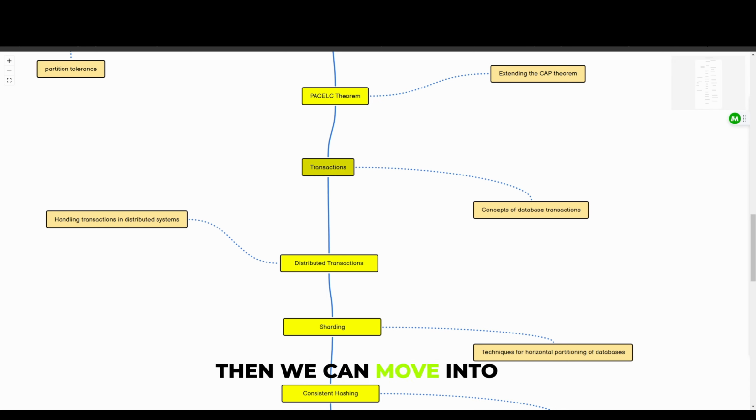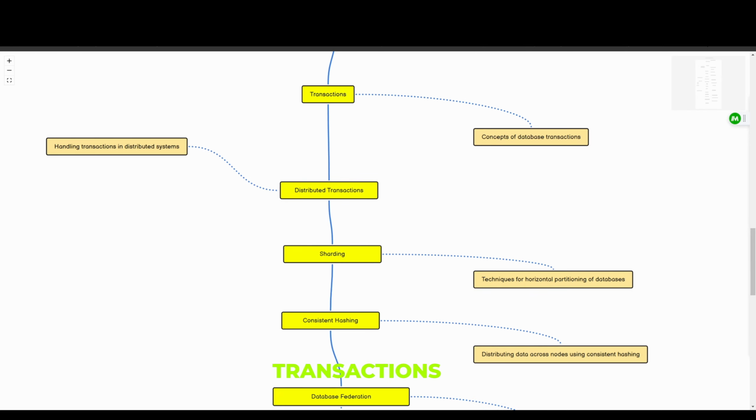And we can move into transactions. Transactions are the building blocks of reliable database operations. We will cover the concept of database transactions, ensuring you understand how to maintain data integrity. Then afterwards, we can discuss distributed transactions. In modern systems, handling transactions across multiple nodes is common. We will explore distributed transactions and the techniques used to maintain consistency in these environments.